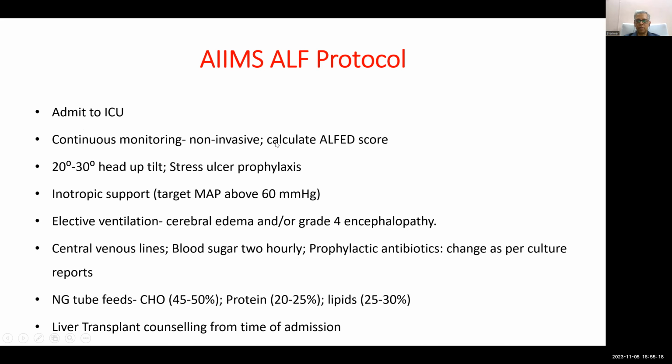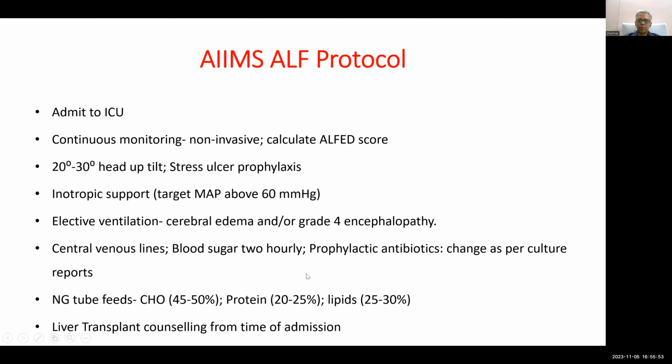You do continuous monitoring, calculate their prognostic scores daily, give them a little bit of a head-up tilt, which helps in reducing the raised intracranial pressure, give them stress ulcer prophylaxis, and target a MAP of almost 60. Do elective ventilation whenever there is any evidence of cerebral edema or grade 3, grade 4 encephalopathy. We use a central venous line, do blood sugars 2 hourly, give prophylactic antibiotics and antifungals, and change as per the culture reports. And we trace the cultures daily to see if any new organism is growing.